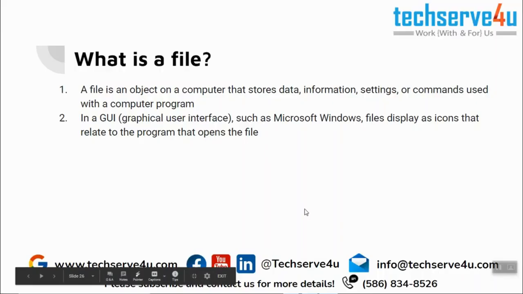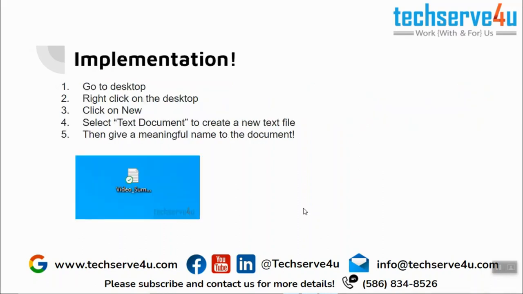So, first of all, what is a file? In a computer, a file is an object that stores all your data, information, and settings or commands. It can be in a text format, like a text file, or a video format, like a video file. It can store your data and all the text information. So, this is a computer file. Now this is how we are going to implement this video.